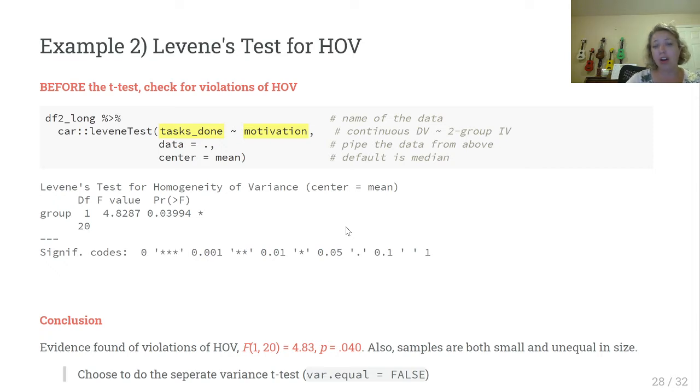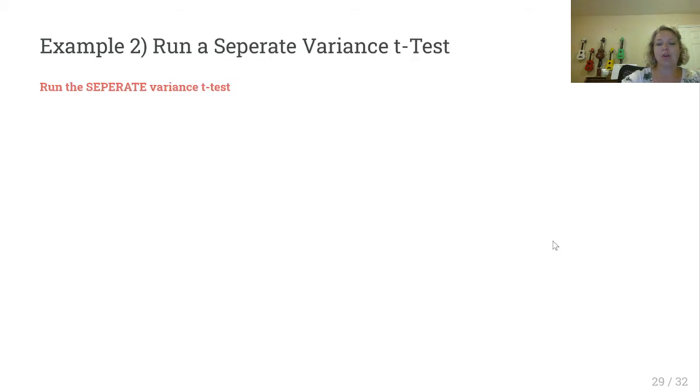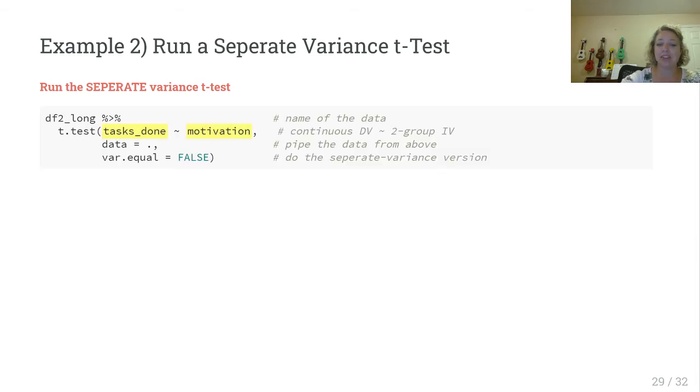To do that, our code for the t-test is going to be exactly the same, except for the last bit. We're going to say var.equal equals false. We're not going to have the variances be equal because we have evidence of a violation of homogeneity of variance as assessed by Levene's test. So, separate variance test. Looks the same as before.